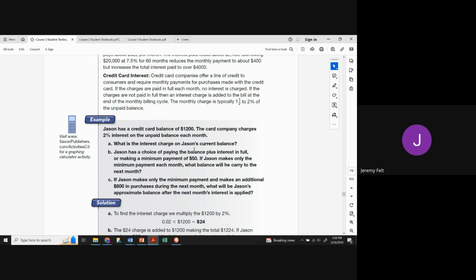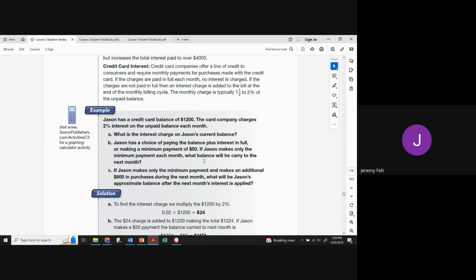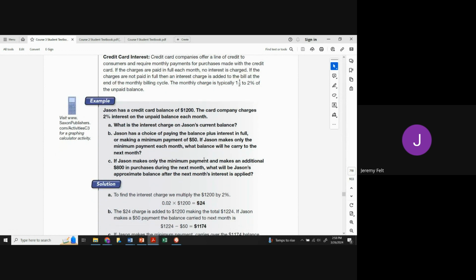Jason has a choice of paying the balance plus interest in full, or making a minimum payment of $50. If Jason makes only the minimum payment each month, what balance will he carry to the next month? So he has the $1,200 plus $24 in interest, so he's now at $1,224 minus $50, so he's going to still owe $1,174. So the $50 didn't cut it to $1,150 because they had that $24 interest charge.